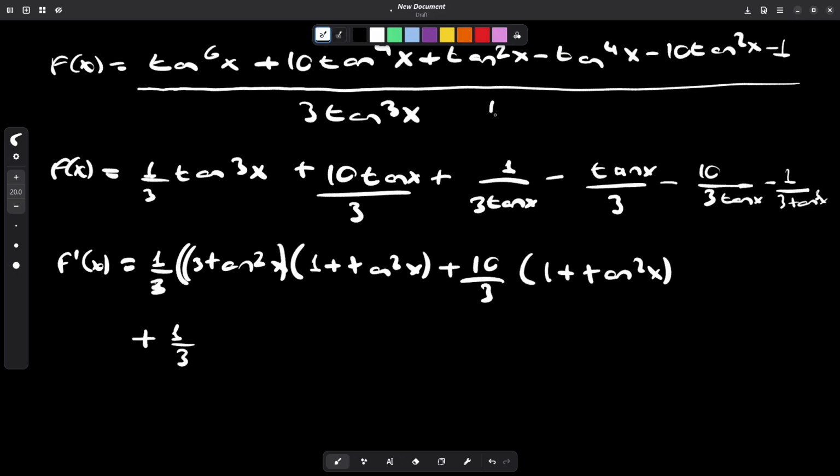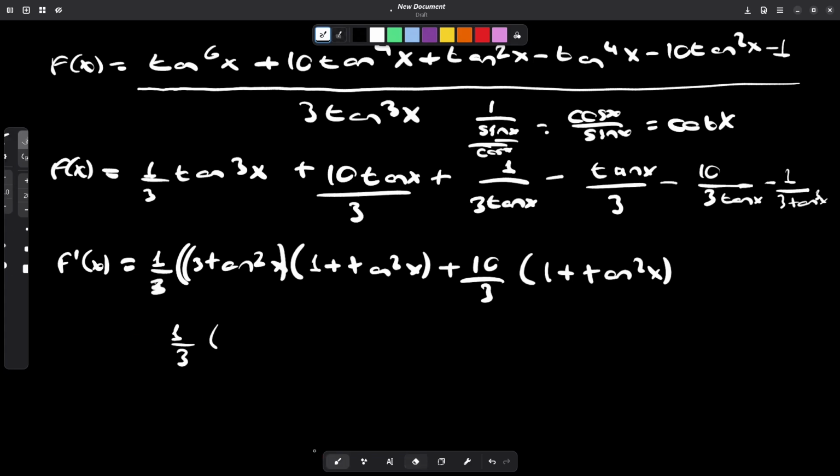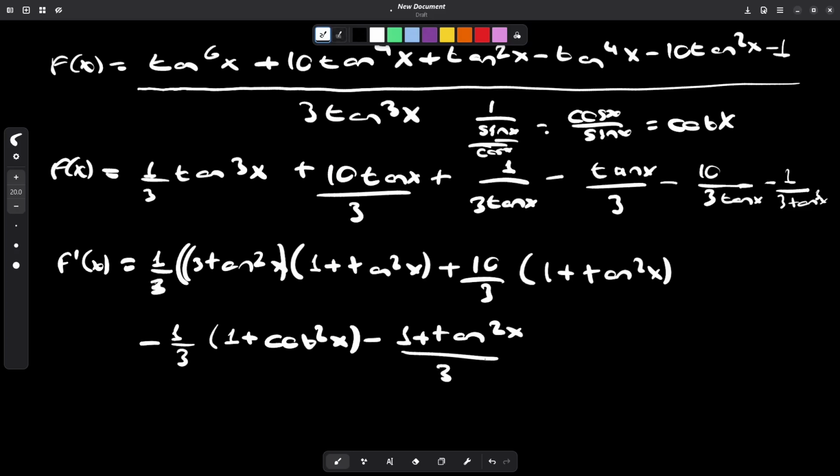1 over tan x is equal to 1 over sine x over cosine x, which is equal to cosine x over sine x, which is equal to cotangent x. Differentiate this. This will be a minus 1 plus cotangent squared x. Which part are we here? Minus 1 plus tan squared x over 3.